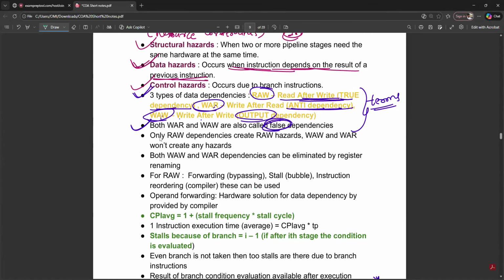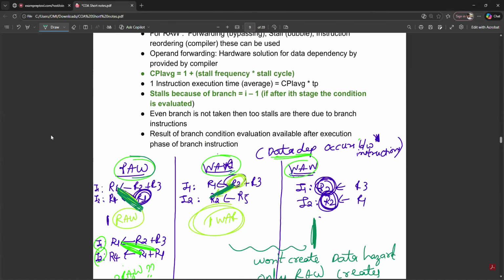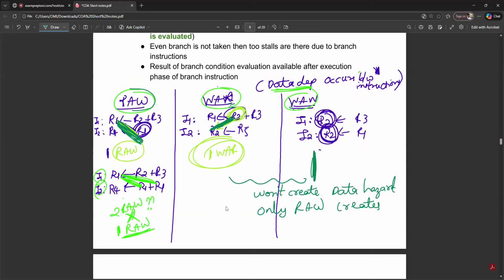Okay, so see here. Only RAW dependencies create RAW hazard. WAW and WAR won't create any hazard, right? So here if someone asks how many dependencies, for example, 1 plus 1 plus 1, which will be 3. If someone asks how many hazards, so only one, right? Only one plus 0, so 1.